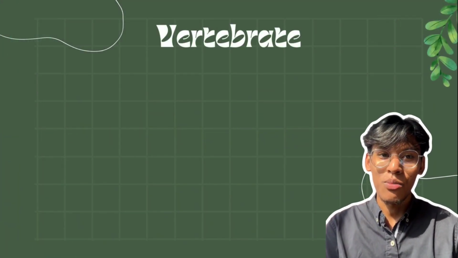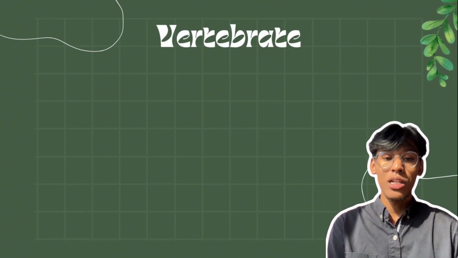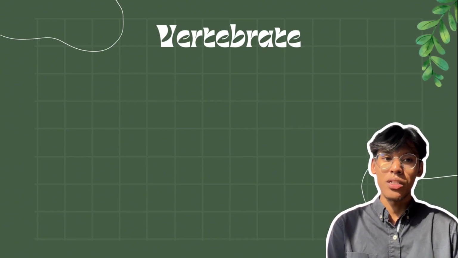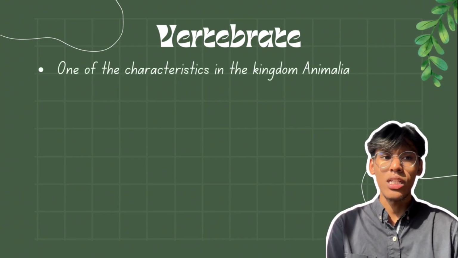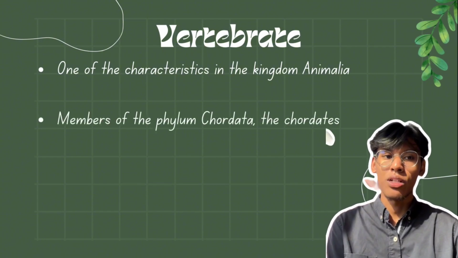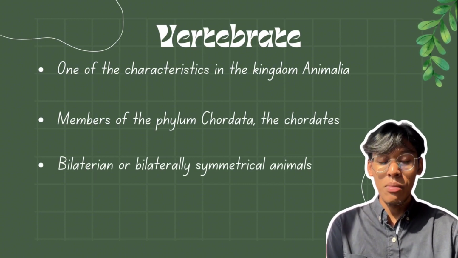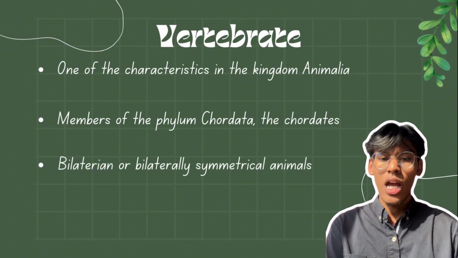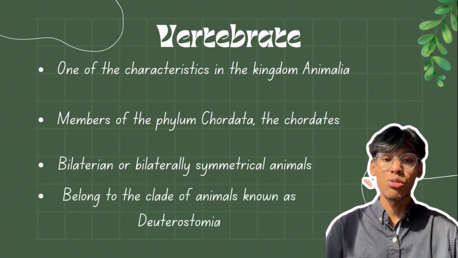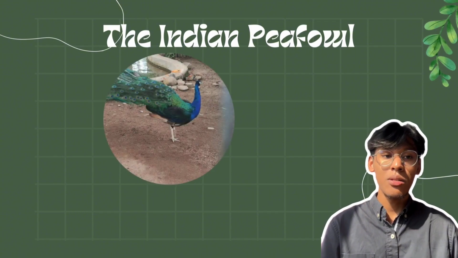Assalamualaikum warahmatullahi wabarakatuh. My name is Muhammad Wafi Aki bin Abdullah from AS2551B. Today, I will be talking about vertebrates, which is one of the characteristics in the kingdom Animalia. Vertebrates are members of the phylum Chordata, the chordates. Chordates are bilaterian, or bilaterally symmetrical animals, and within bilateria, they belong to the clade of the animals known as Deuterostomia.